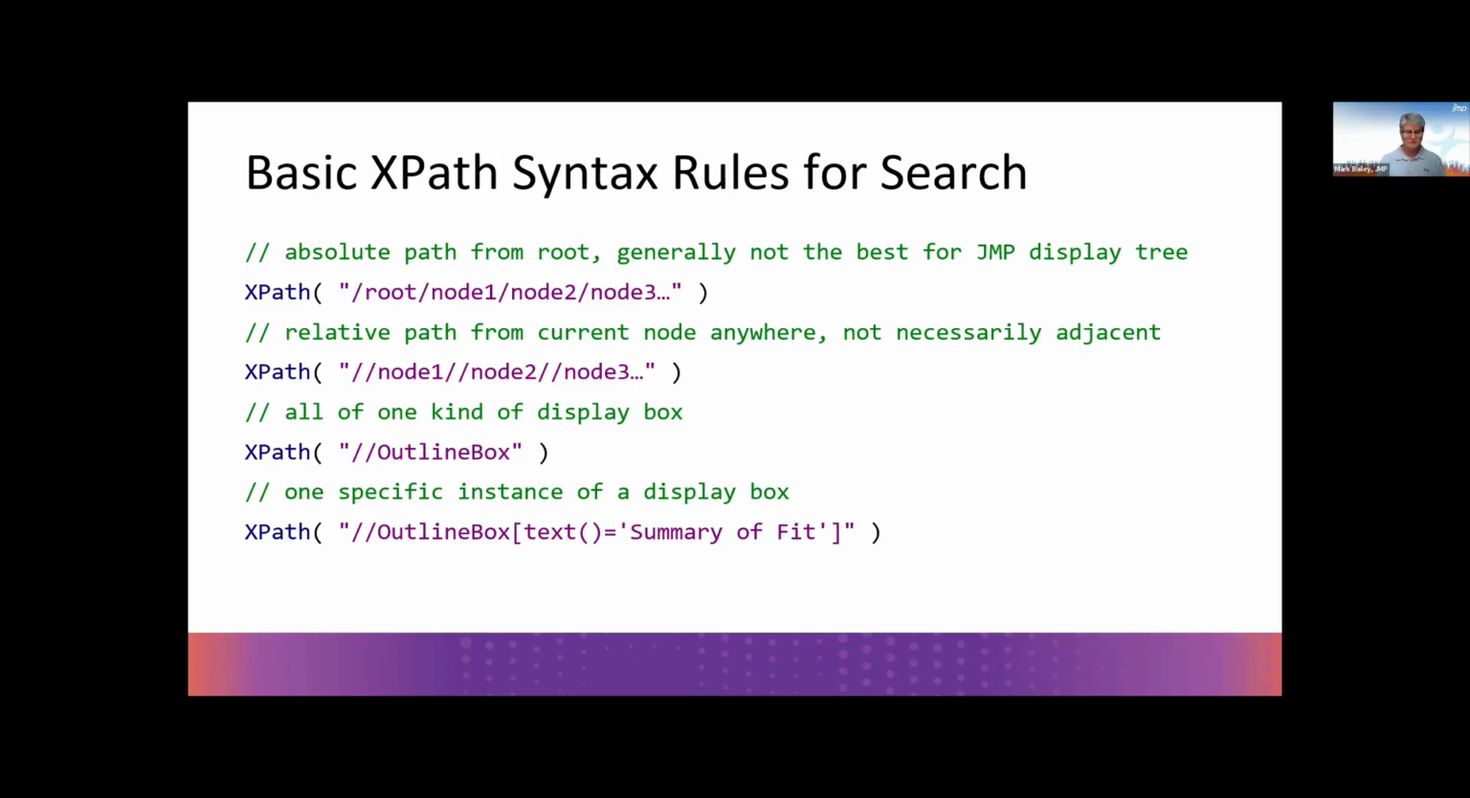So it's very powerful. On the other hand, you could be more specific using a predicate. In this case, what's in the square brackets. I'll talk about those in more detail, but this allows us to qualify. We want not all outline boxes, but only outline boxes that have a title summary of fit.